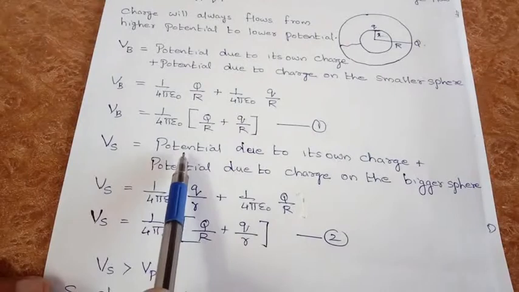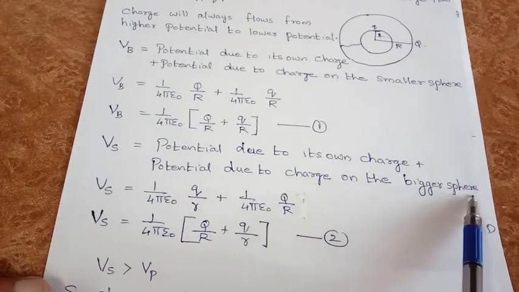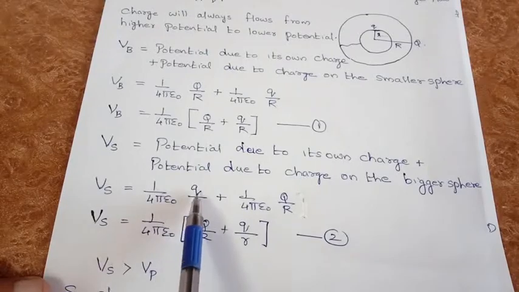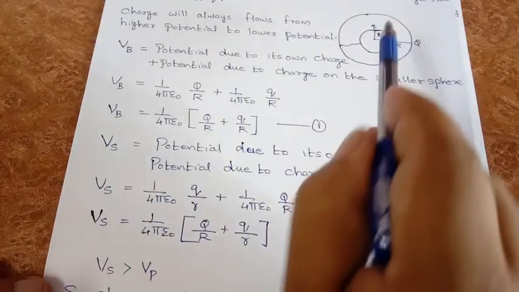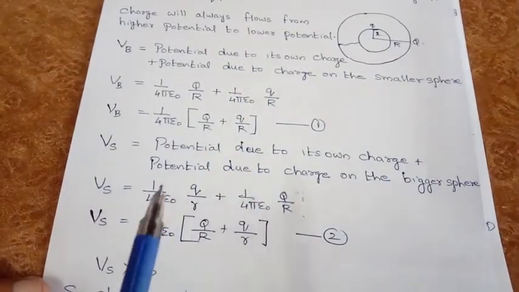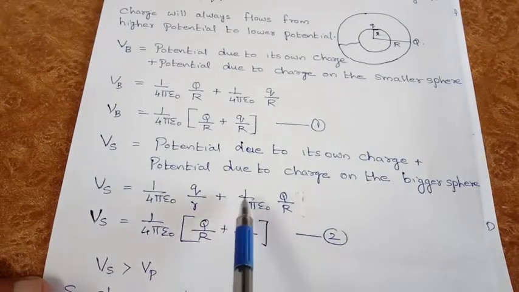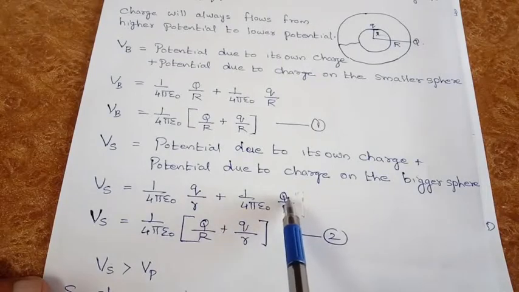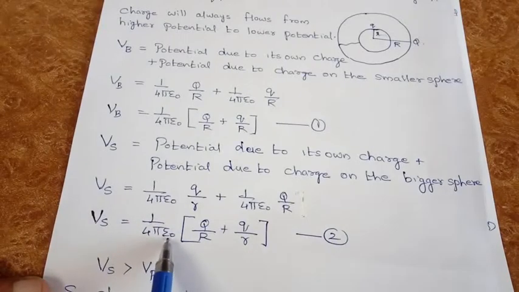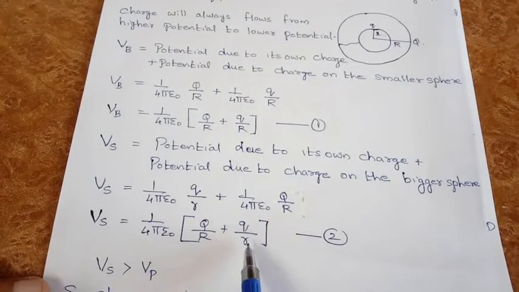So there are two potentials. Number one, potential due to its own charge plus potential due to charge on the bigger sphere. Now what is the potential due to its own charge? 1 by 4 pi epsilon 0 small q divided by small r, because the charge given on the inner sphere is small q, the radius is small r. Now the inner sphere is residing inside a potential, that is the potential due to the bigger sphere, that will be 1 by 4 pi epsilon 0 capital Q divided by capital R. So there are two potentials. Now I am going to take 1 by 4 pi epsilon 0 out. What remains is capital Q divided by capital R plus small q divided by small r.